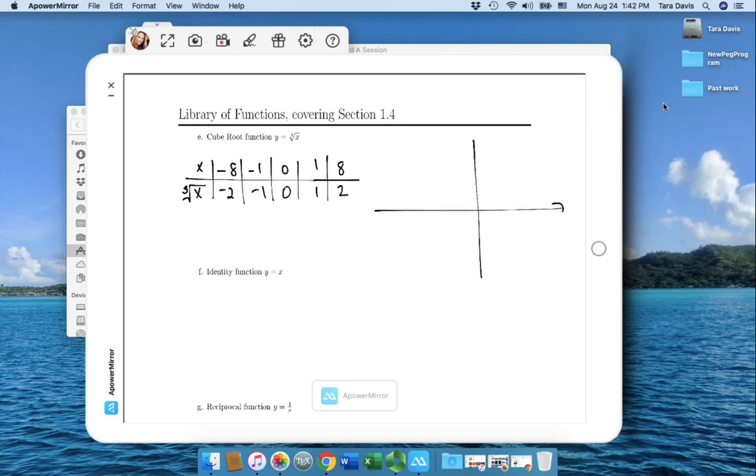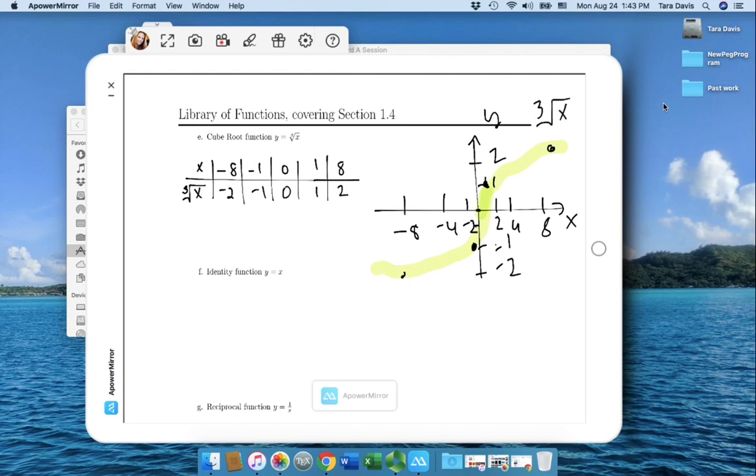Okay. And so for my x-axis, I'm probably going to go out by 8. And then for the y-axis, I'll just count by ones. Okay, so I plot the points that I have: -1, -1, 0, 0, 1, 1, and 8, 2. And then I get the general shape of it. Again, just the general shape is like that. Okay, so this is approximately what the cube root of x graph looks like. And the domain and range is all real numbers.